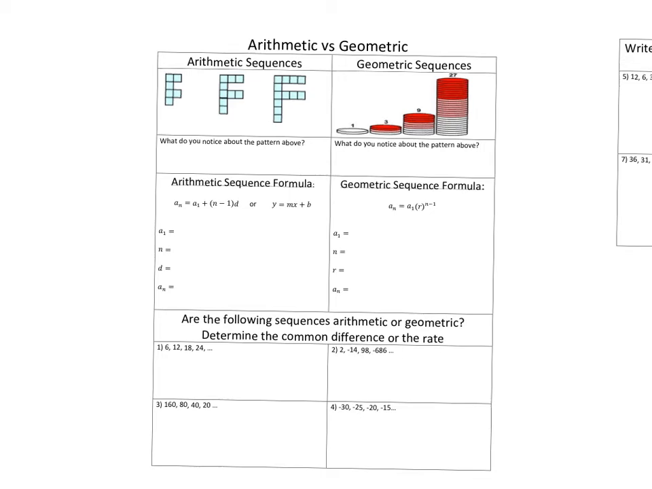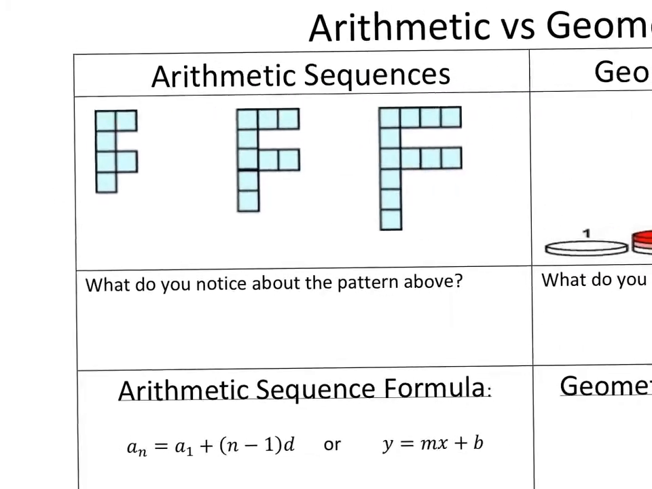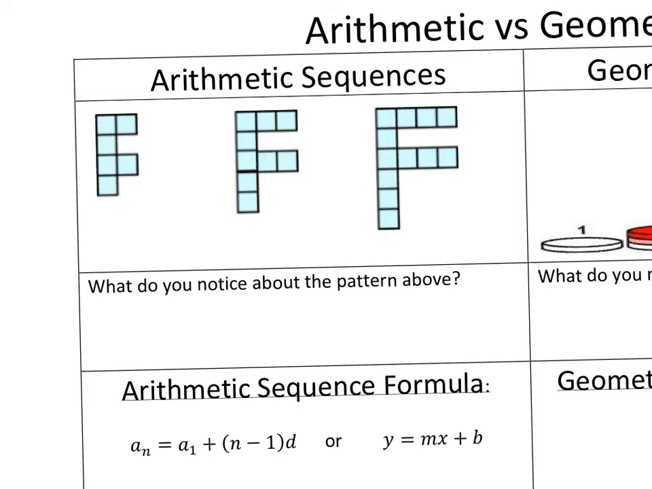Good morning, algebra. So this morning we're going to talk about the difference between an arithmetic sequence and a geometric sequence. So we're going to take a look at this pattern that I have for you. If you look at the first picture that was given, you count the boxes, there are 6 boxes. And if you look at the second picture, there are 1, 2, 3, 4, 5, 6, 7, 8, 9 boxes. And then if you look at the last picture, there's going to be 12 boxes. So this is an arithmetic sequence because we're adding to get from one to the next.